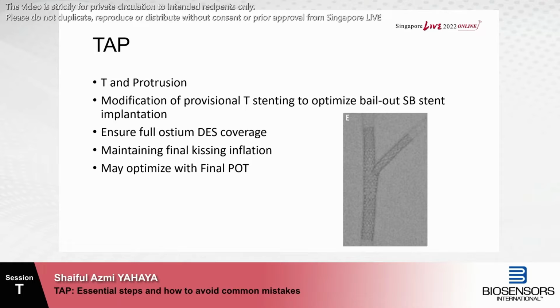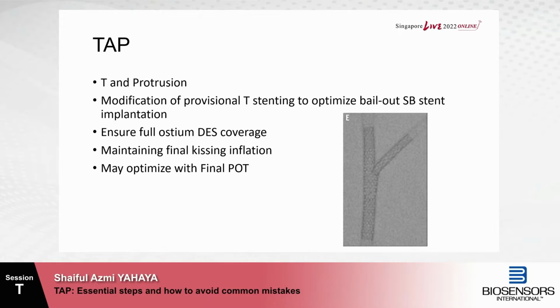Now, what is TAP? TAP stands for T and protrusion. It is a modification of provisional T stenting to optimize bailout side branch stent implantation. By doing TAP, you can ensure full ostium DES coverage, you can maintain a final kissing inflation, and you may optimize with a final POT in the end.